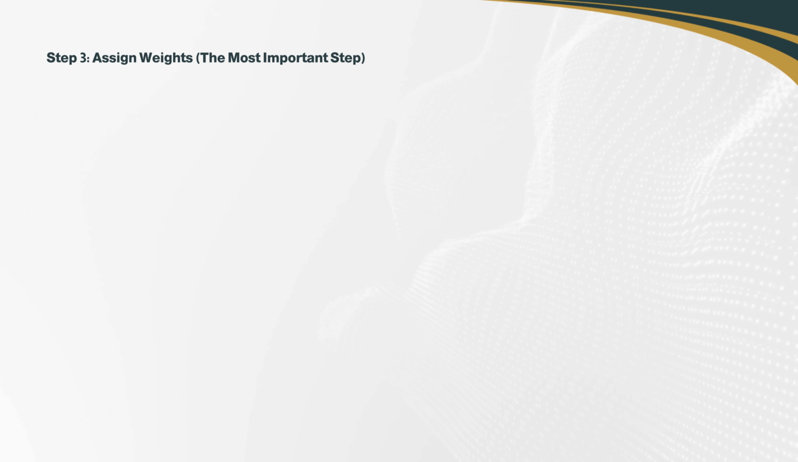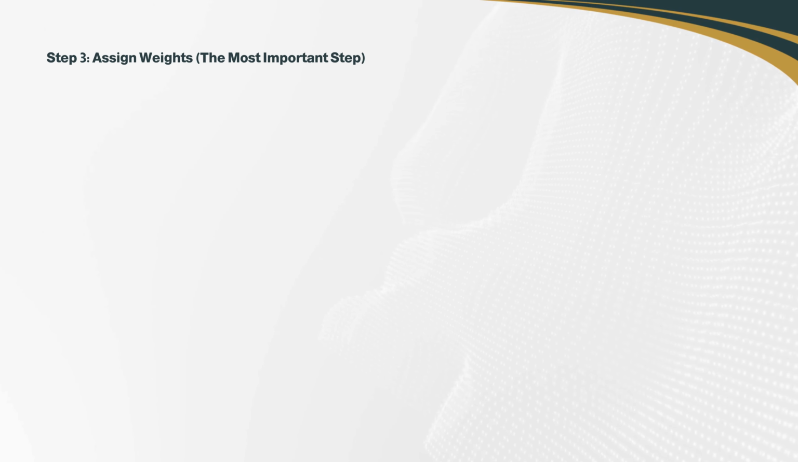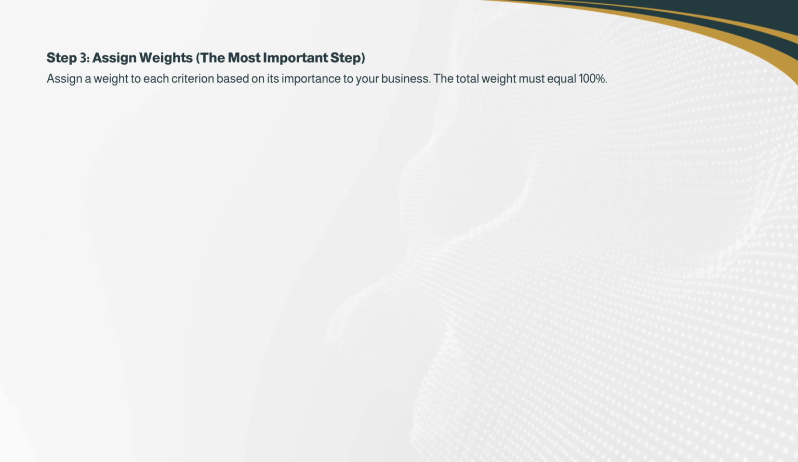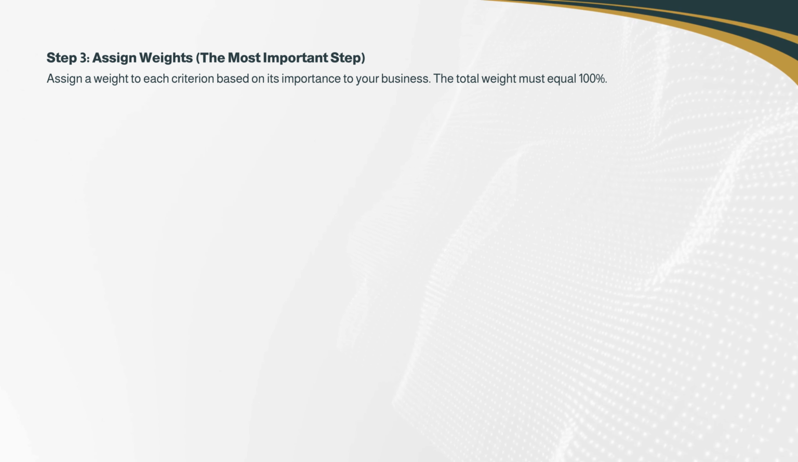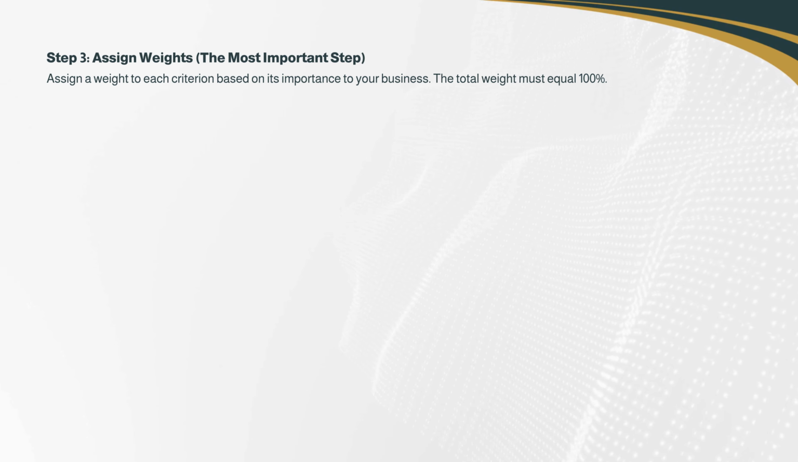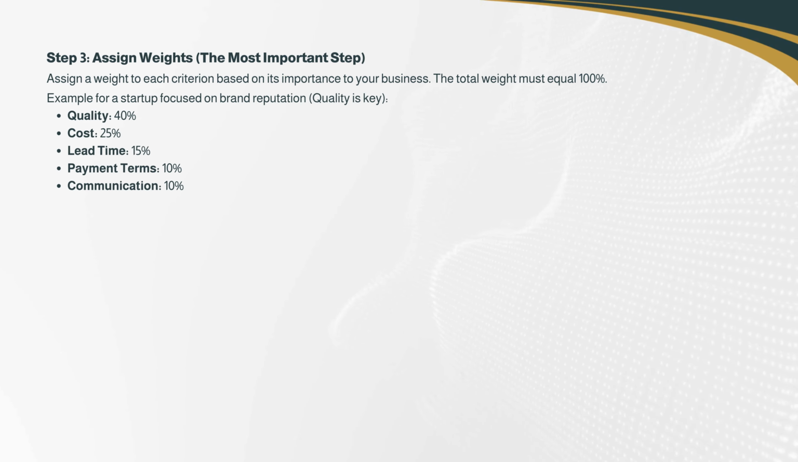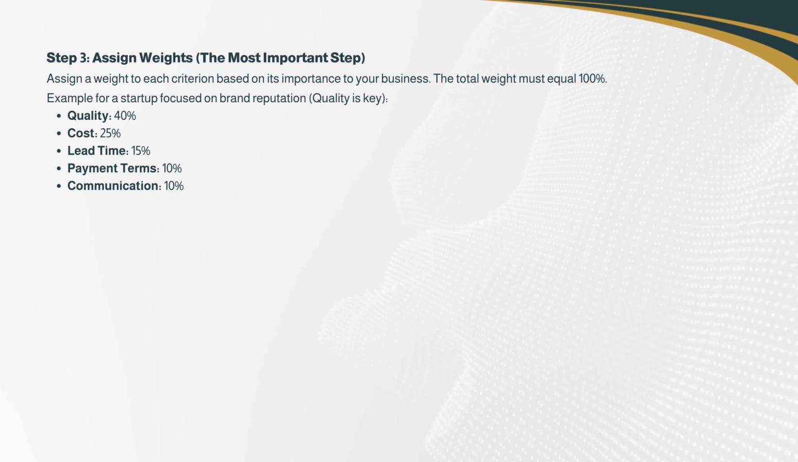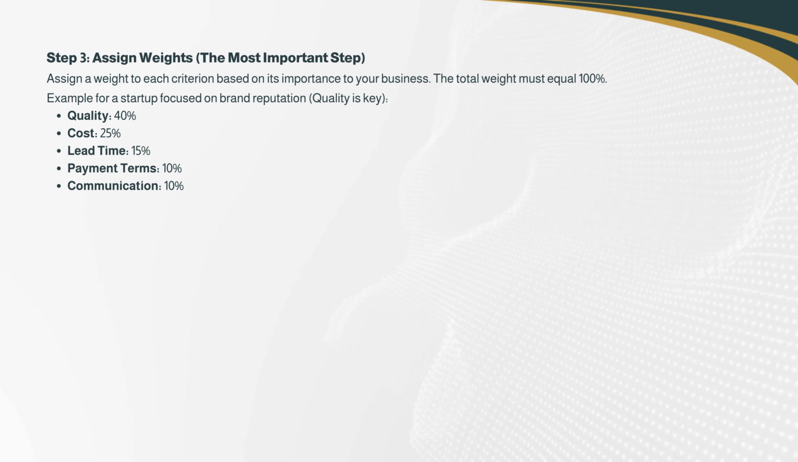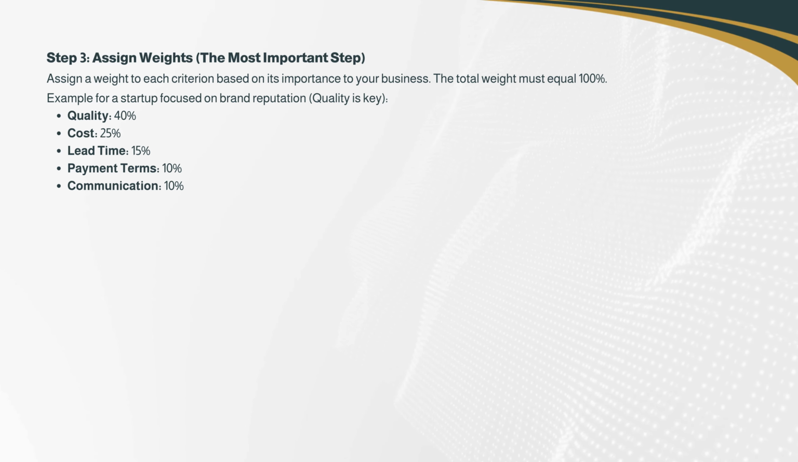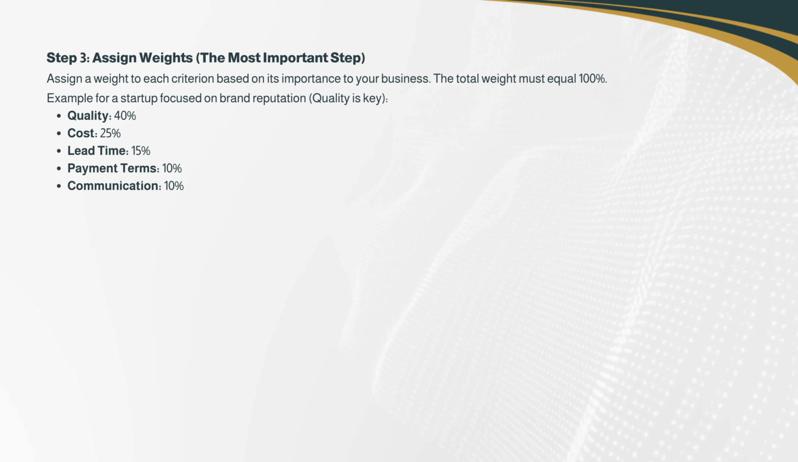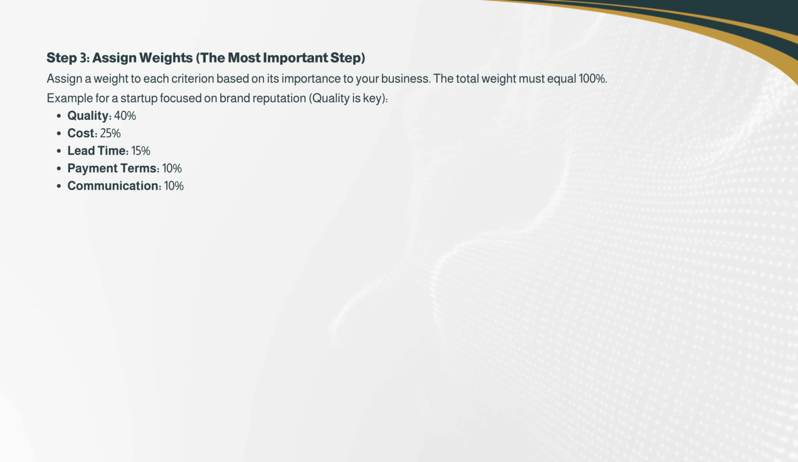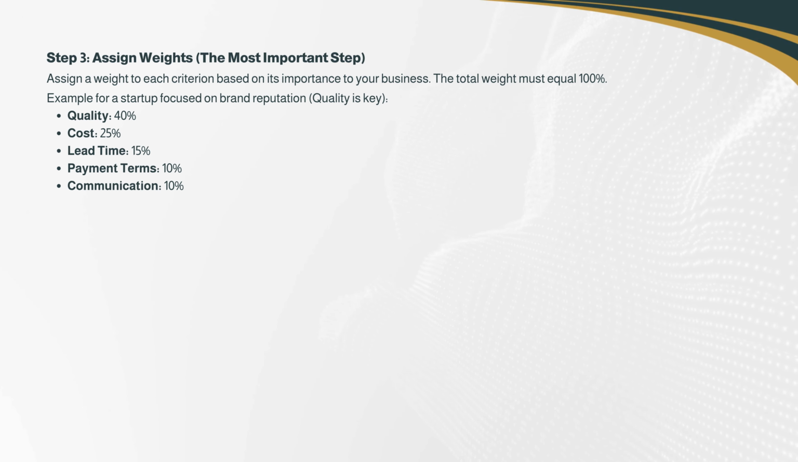Step 3. Assign weights, the most important step. Assign a weight to each criterion based on its importance to your business. The total weight must equal 100%. Example for a startup focused on brand reputation: quality is key, quality, 40%. Cost, 25%. Lead time, 15%. Payment terms, 10%. Communication, 10%.